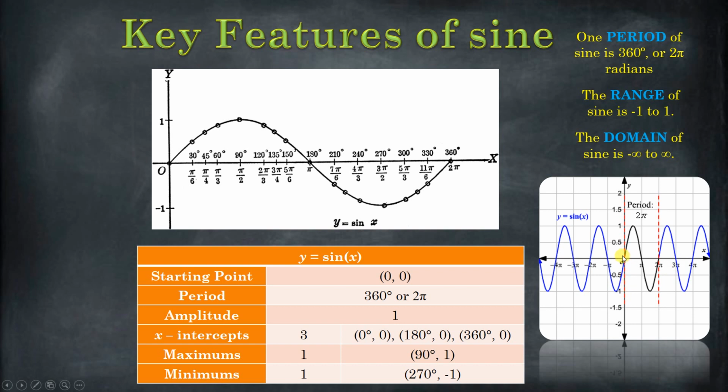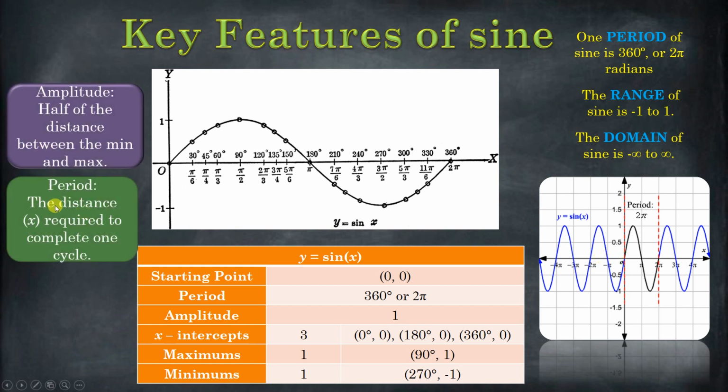What we see is that this is a cycle. It keeps repeating itself. If you start right here, you go up, get a maximum, go down, x-intercept, that's halfway through one period, go all the way down to a minimum and back up to another x-intercept, and then it repeats itself. Those are all different cycles. One cycle is one period of sine, which is 2 pi or 360 degrees. It turns out it's exactly the same for cosine. The period is the distance of x required to do one cycle.